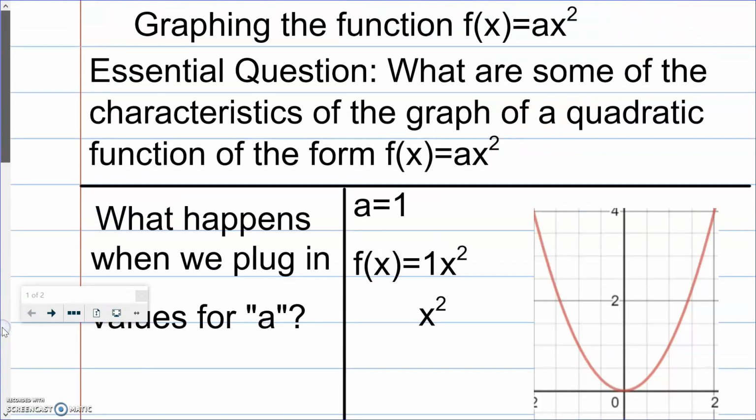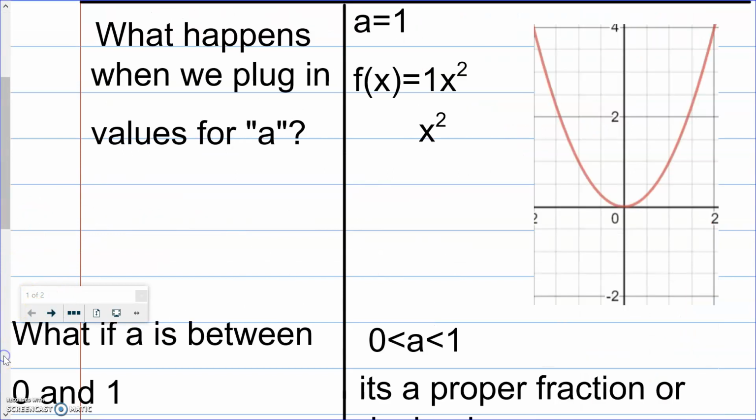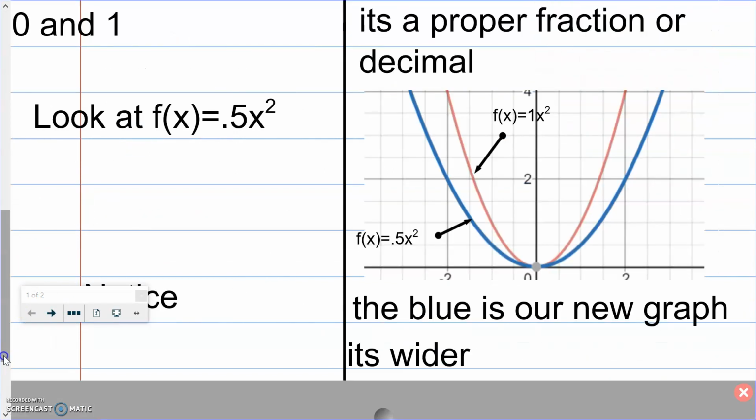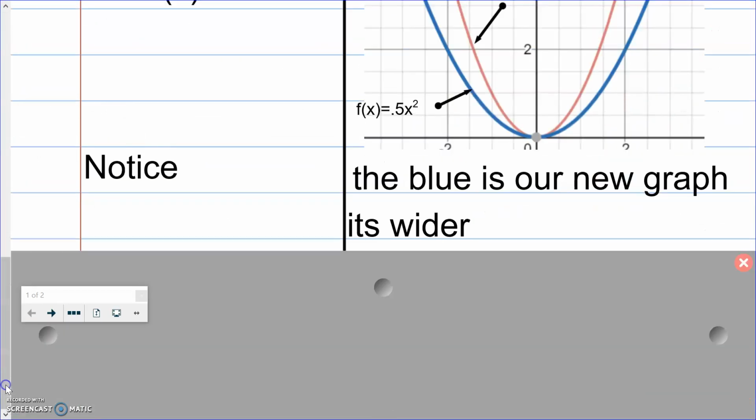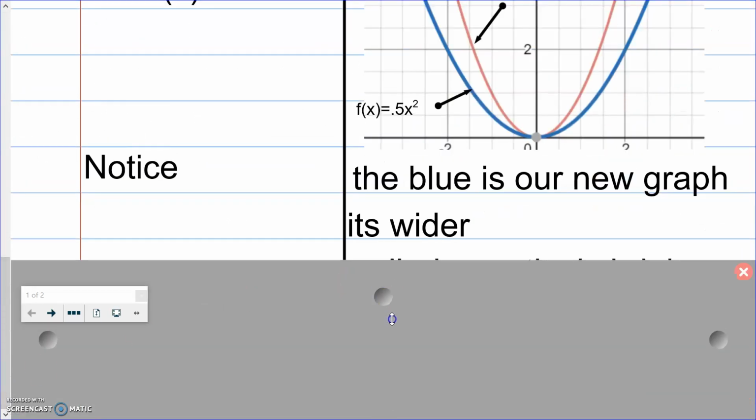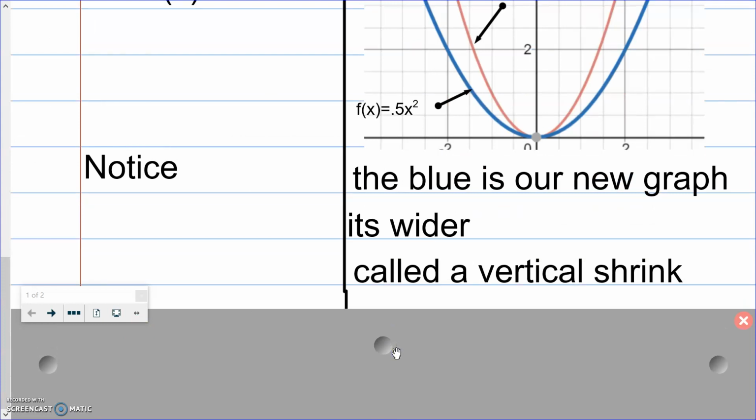It keeps on getting wider. And I just messed up my screen. Having technical difficulties, apparently. When it gets wider, it's called a vertical shrink. I know that makes no sense to me. It's called a shrink when it got wider. I wish I shrank when I got wider, but I don't. I just get wider. This is called a vertical shrink.